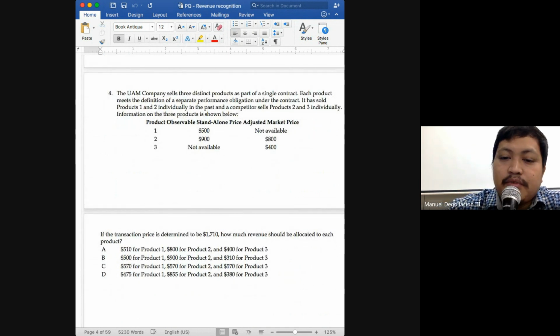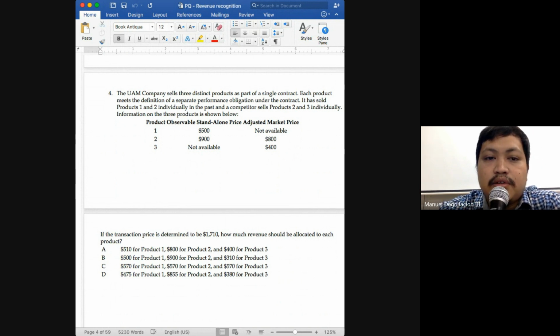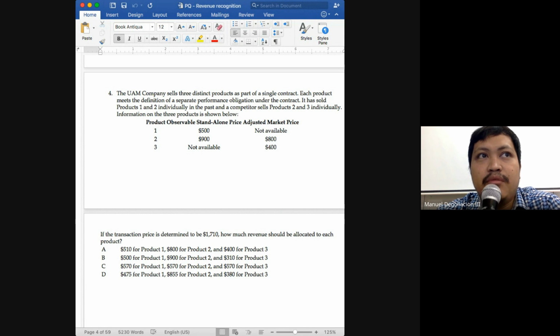Number 4, the UAM company sells 3 distinct products. You're given a basket price, class. How is it described? You're given one single transaction price for 3 products, class. As you can recall in your intermediate accounting, if you're given a basket price, you are going to allocate the price. You will be allocating the transaction price.